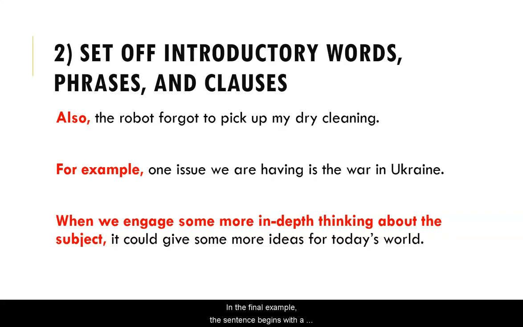In the final example, the sentence begins with a dependent clause. As we've seen in previous examples of complex sentences, if the dependent clause comes at the beginning of the sentence, we use a comma at the end of the clause. If it comes after, we don't use a comma.